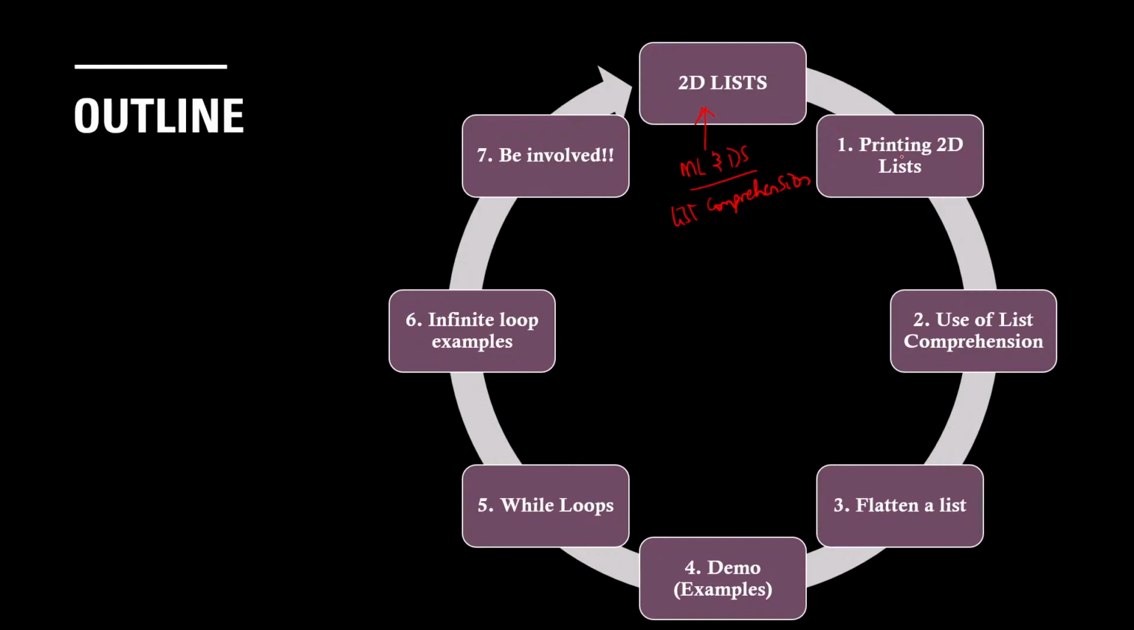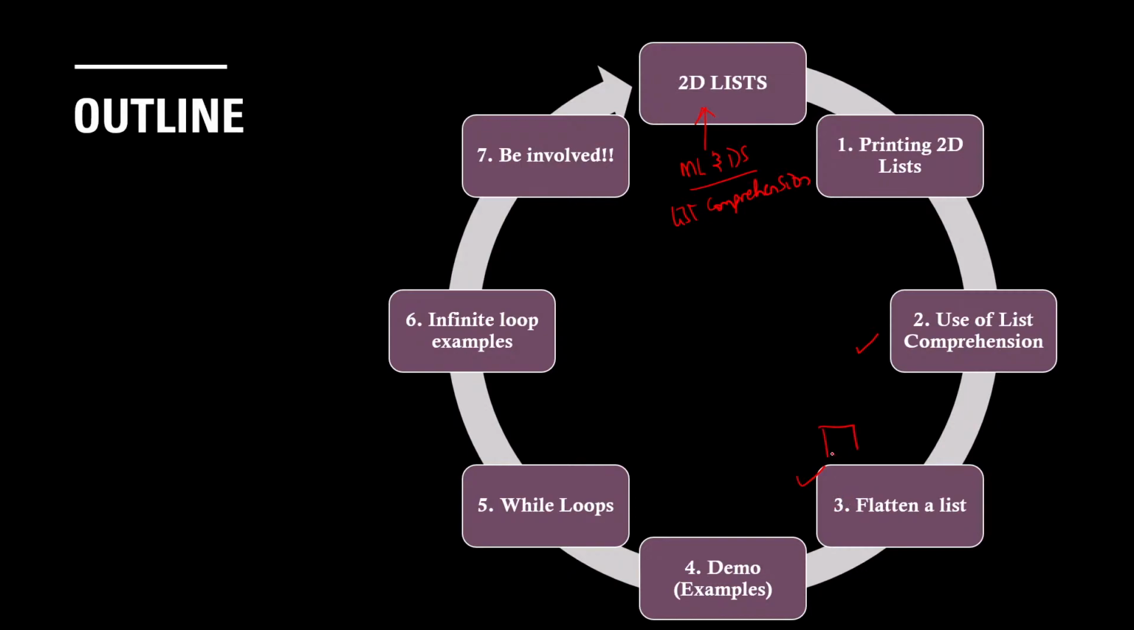So the first thing is printing a two-dimensional list. And then we look at the use of list comprehension. I'm going to print a 2D list and then I'll use list comprehension in one line of code. And you might actually need to flatten a list. So given a 2D list, can you actually flatten this? Why do we need to flatten?